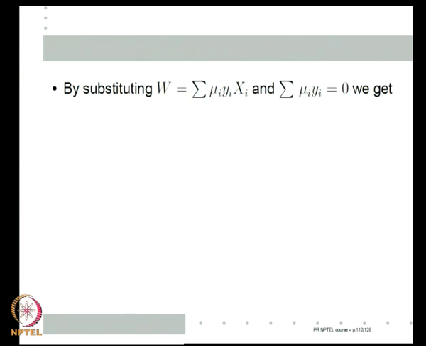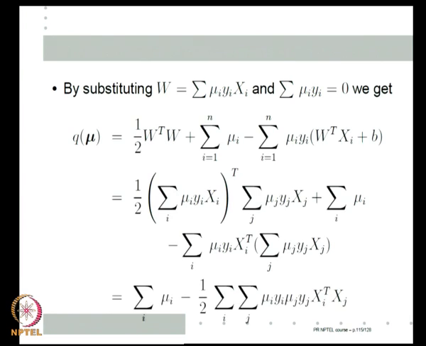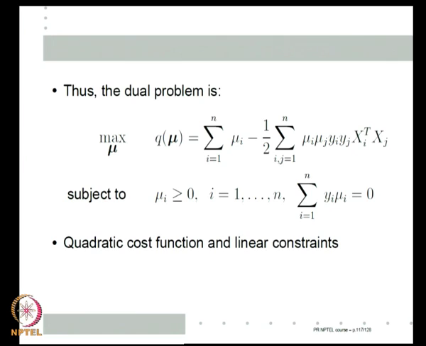We will look at the details once again next class, but right now I will show you the final expression. This turns out to be the dual of the SVM optimization problem. Once again, in terms of mu, this is a linear term, this is a quadratic term. So, it is once again a quadratic cost function, and there are many inequality constraints and one equality constraint, but all constraints are still linear. So, the dual is once again an optimization problem with quadratic cost function and linear constraints.